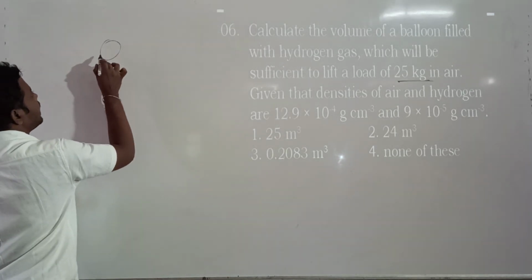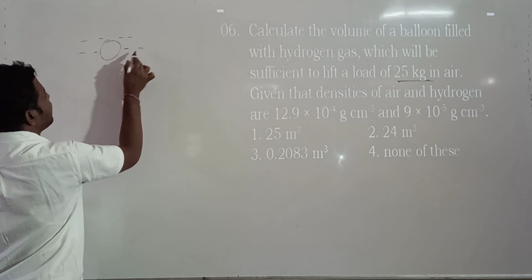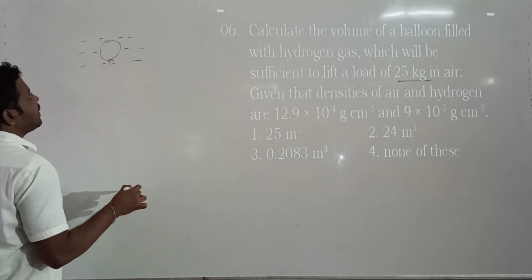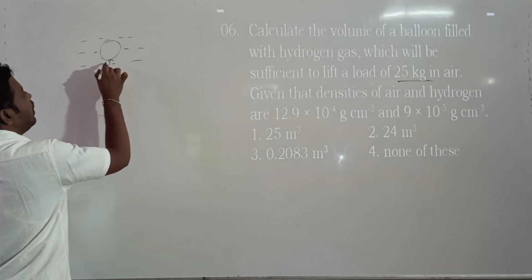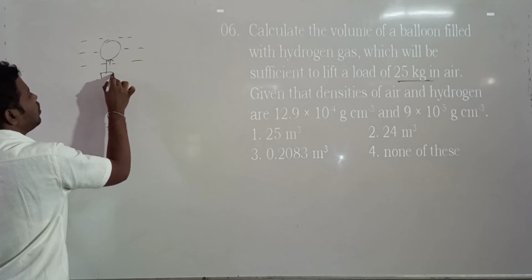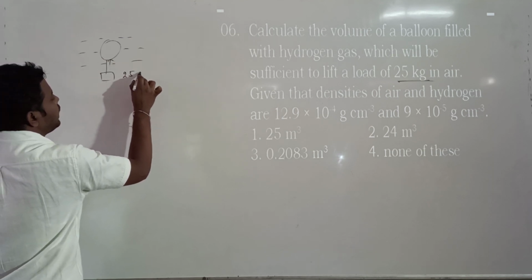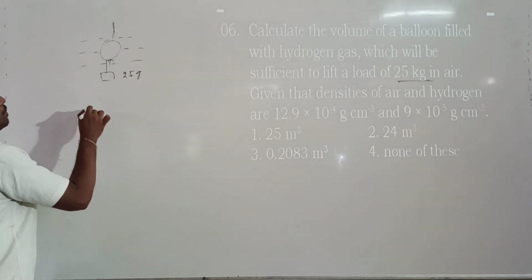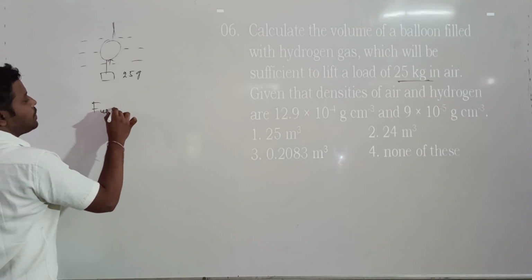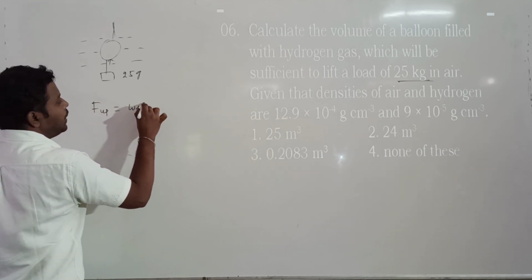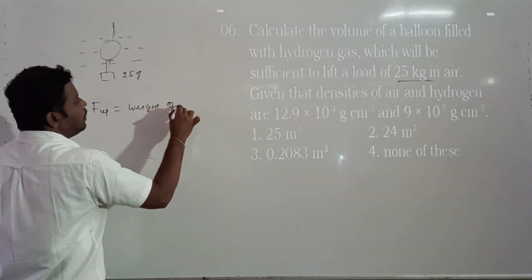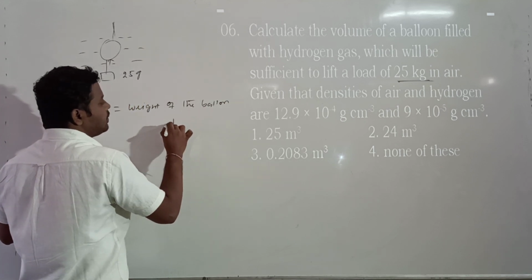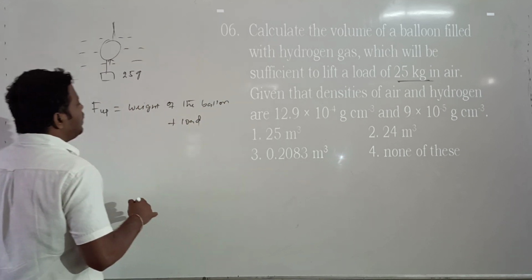Where was the balloon? The balloon was immersed in air. Understood? So on this balloon, a force is acting because of the air. How much load is suspended? A load is suspended from this balloon also, which will be 25 grams. The balloon has to lift along with this load. So the upthrust acting on the balloon should be balanced by the weight of the balloon plus load.